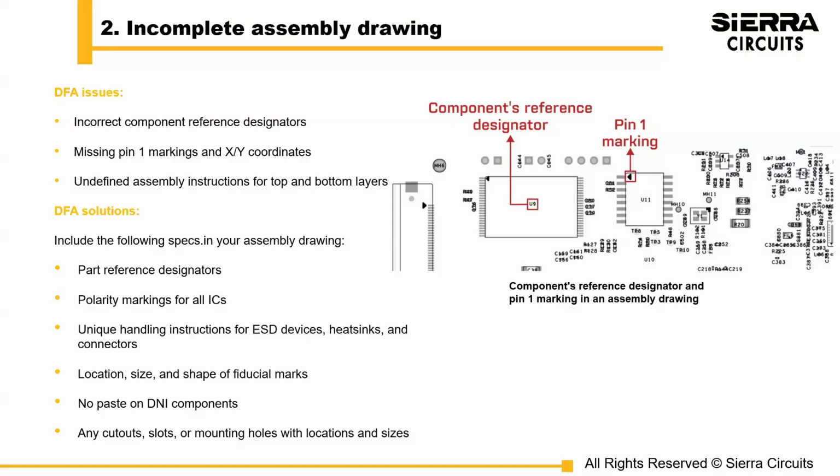So to avoid these, you need to include these following specifications in your assembly drawing. The first one is to include the part reference designators. Then you also need to mention the polarity markings for all the ICs and any unique handling instructions for ESD devices, heat sinks, or connectors. It's also important to mention the location, size, and the shape of fiducial markings. No paste on DNI components, and any cutouts, slots, or mounting holes with locations and sizes have to be mentioned as well.